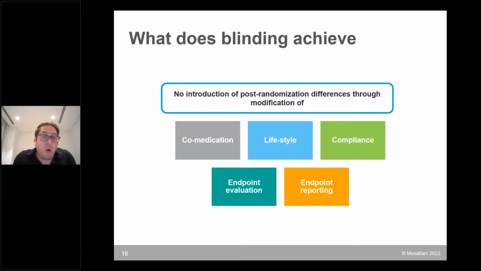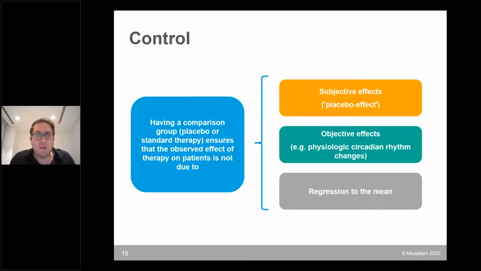Or the patient, if they know, they might start behaving differently if they're on a placebo. If they're on a treatment, maybe they will start ignoring certain things. If they're on placebo, they'll be worried and start doing things more commonly. So that's the main point of blinding, so that these things don't happen during a trial.